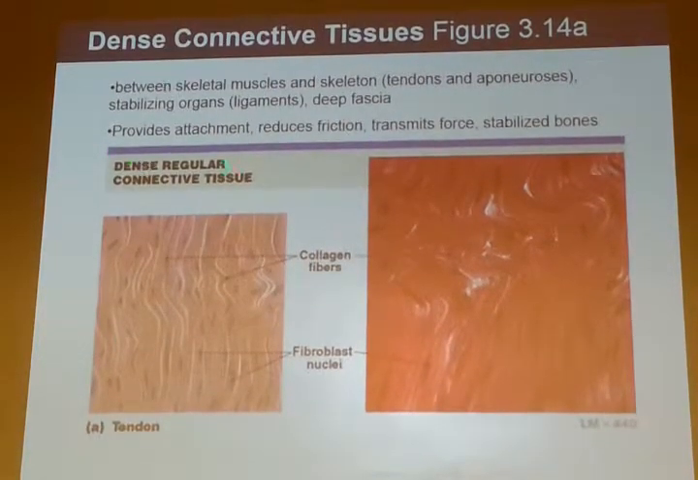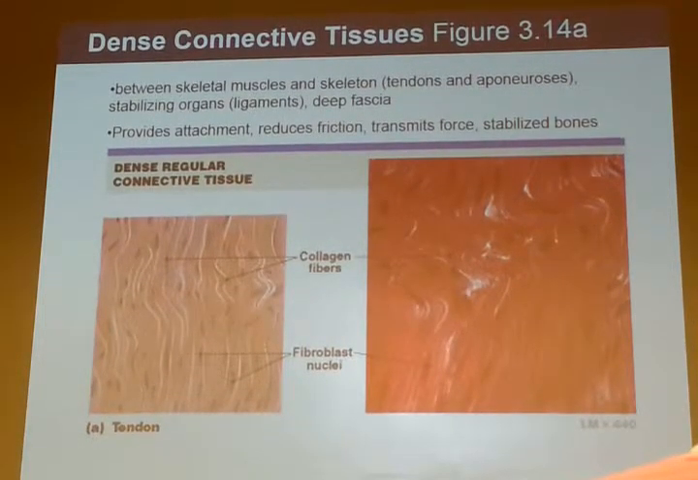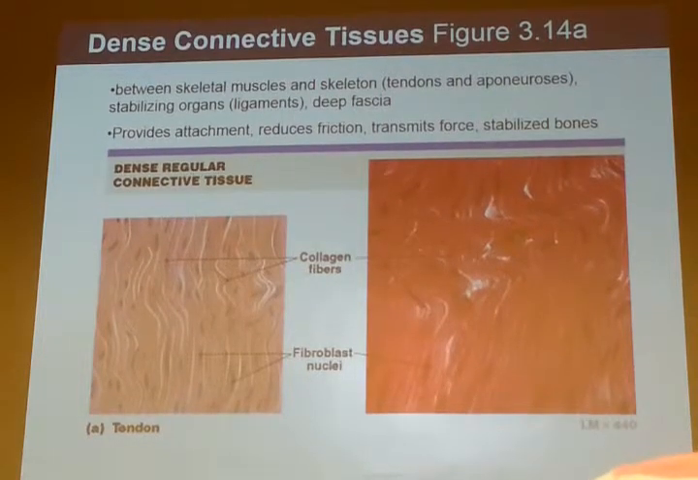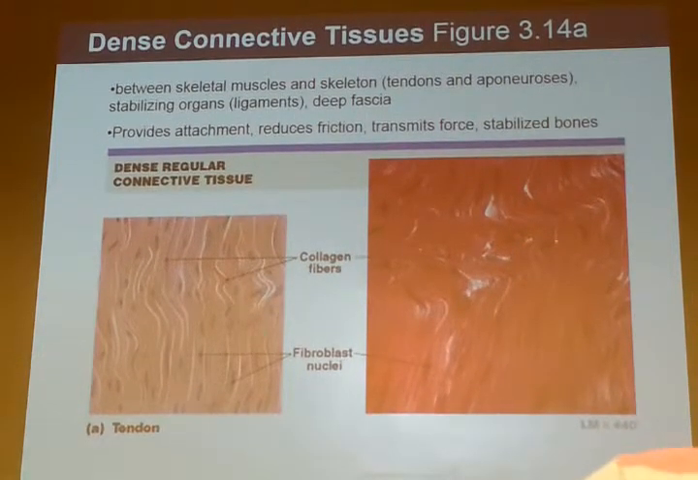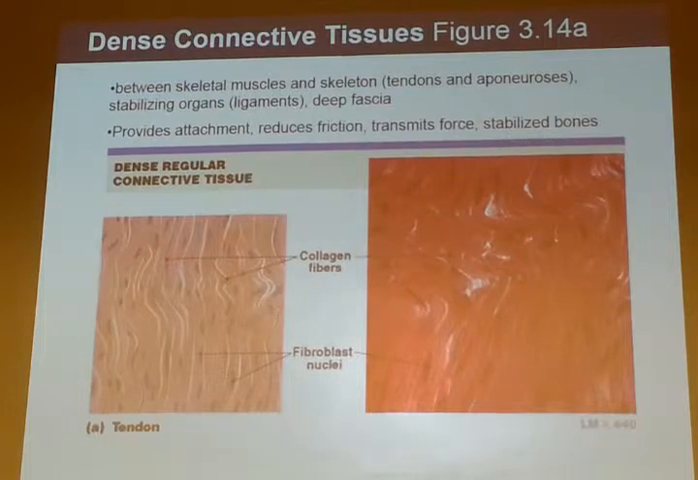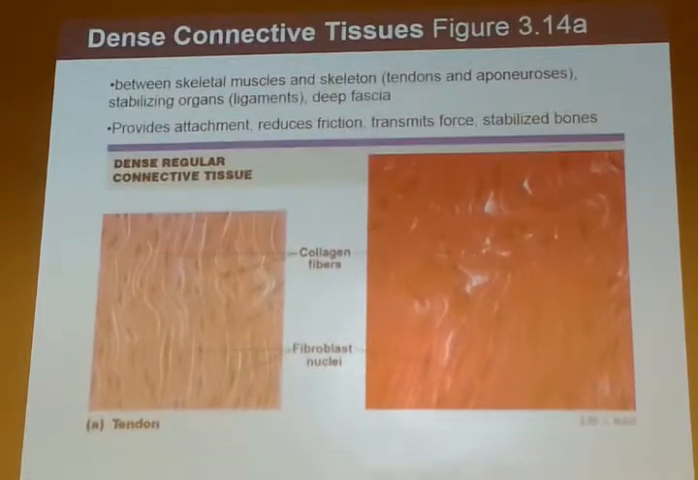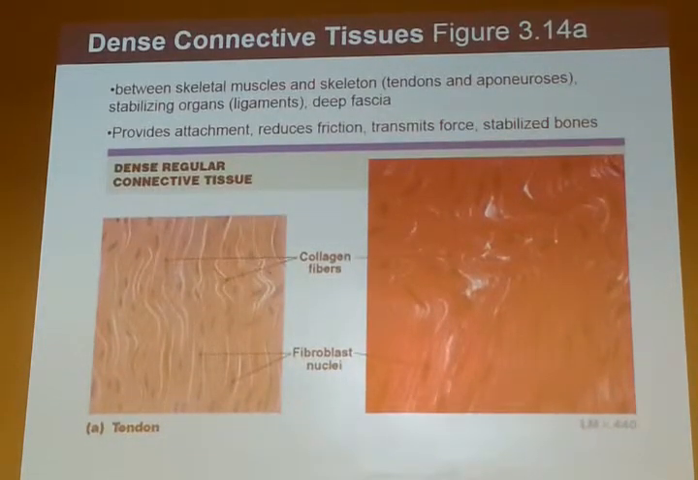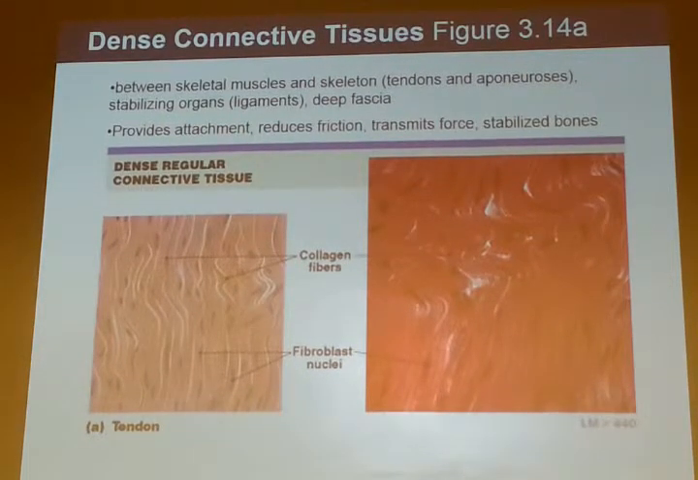Now this is dense regular. I said that all the fibers are supposed to be parallel. Well, this is relaxed, dense regular. If you put a little tension on it, it will straighten out. The fibers will stop looking squiggly and they will become parallel. And the fibroblasts will all line up parallel with parallel nuclei. So these provide attachment. You'll see them as ligaments. You'll see them as tendons that attach muscle to bone.